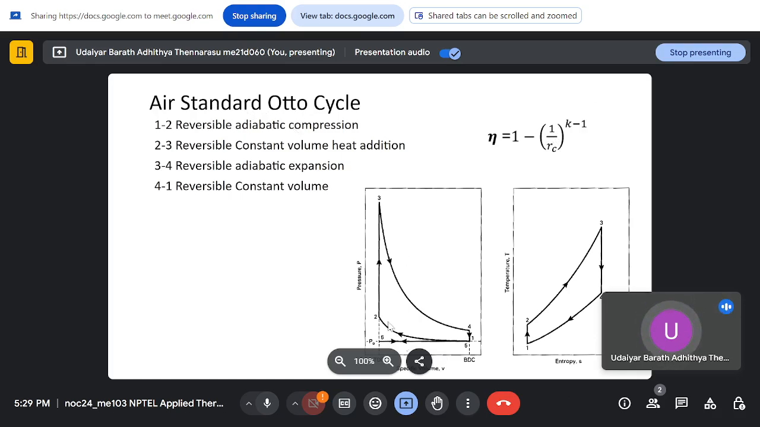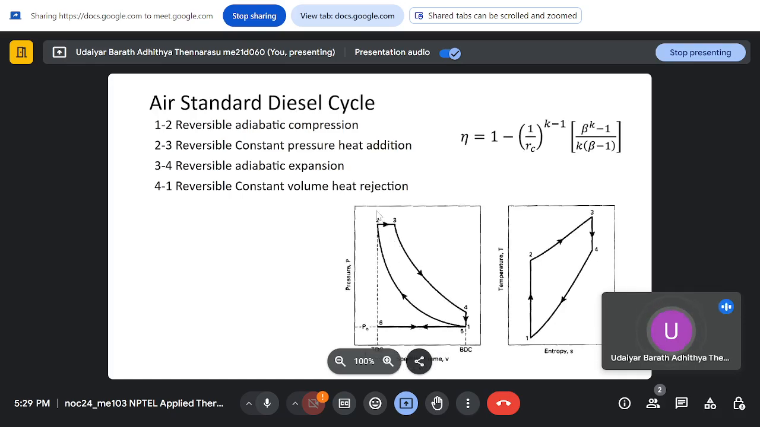In the diesel cycle, the heat addition is changed to a constant pressure process. So 1 to 2, the rest will be the same. 1 to 2 is reversible adiabatic compression, then 2 to 3 is constant pressure heat addition, 3 to 4 is again isentropic expansion, and 4 to 1 is constant volume heat rejection.